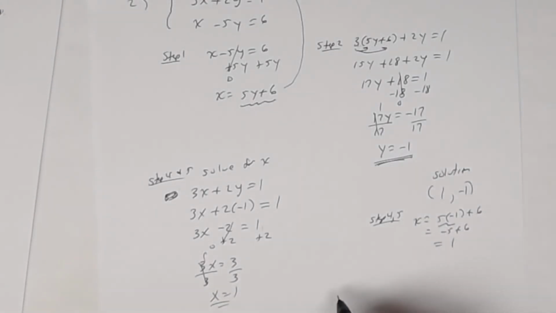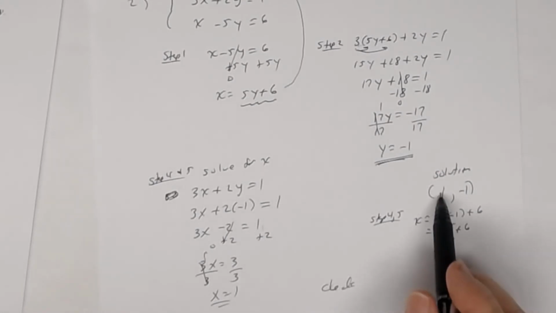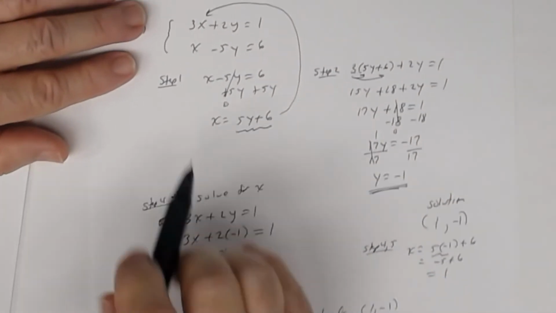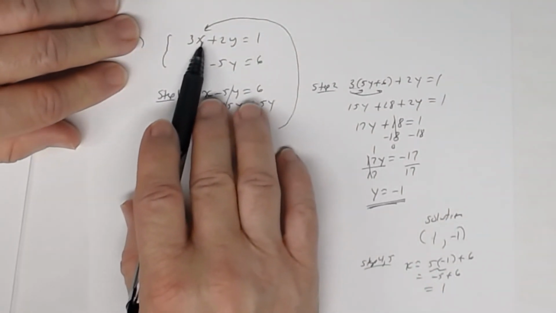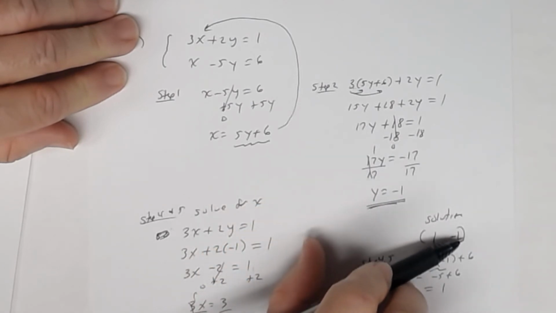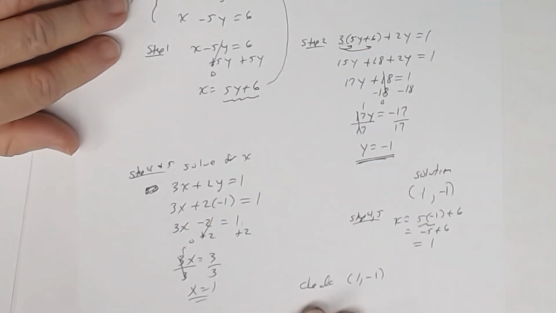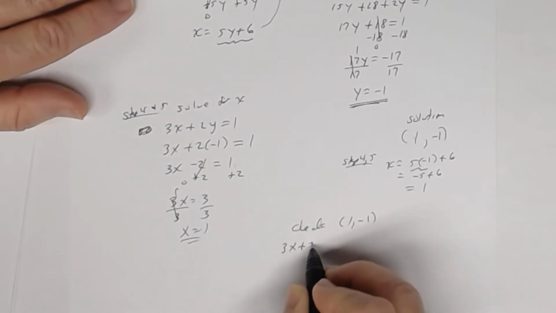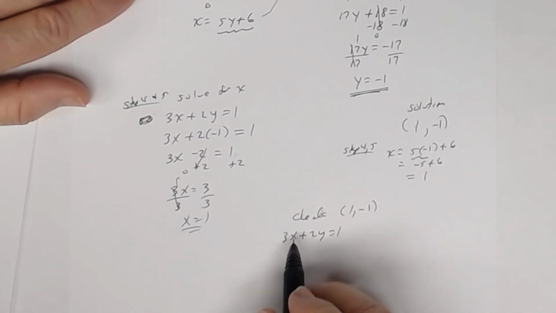So remember, it's always easy to check, especially if those are integers. So always check. Let's check the solution. You got to go back to the original, though. So in place of x, you're going to substitute 1, and in place of y, you're going to substitute -1. All right, so let's check. So 3x plus 2y equals 1. Let's check that one.